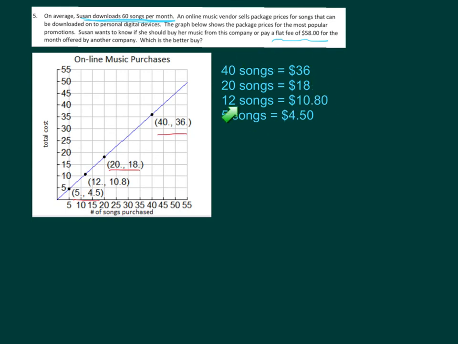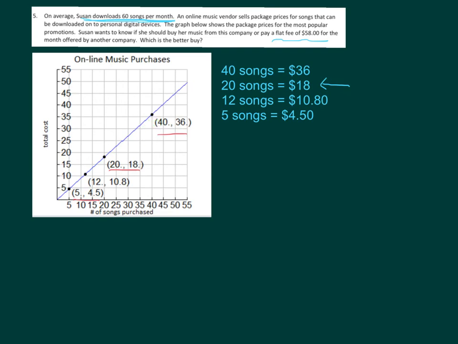Okay, so I've written down the information over here. So you can use this information to find out how much per song. Have you figured it out yet? Let's just look at it. Look at this one especially. Because the graph here is showing you a proportional relationship, so you can just use any point there to figure out the unit rate.